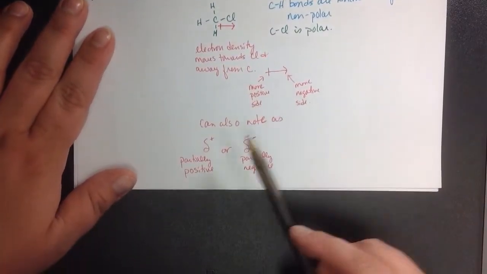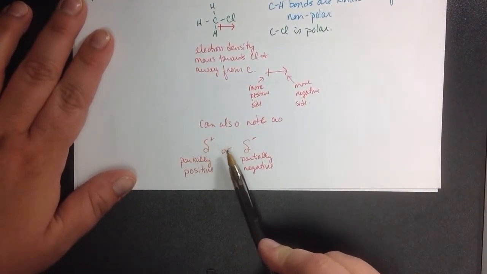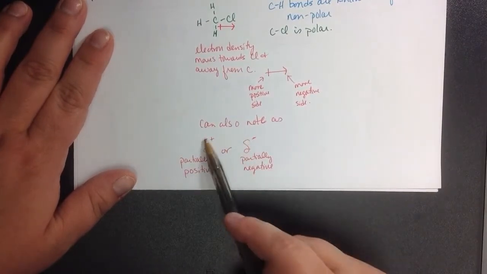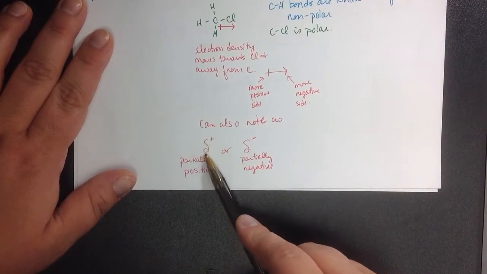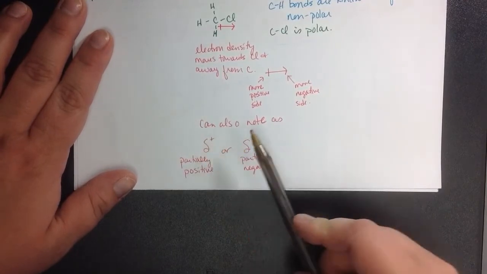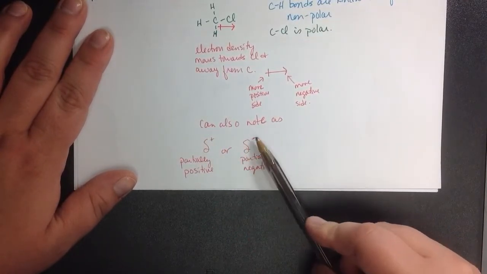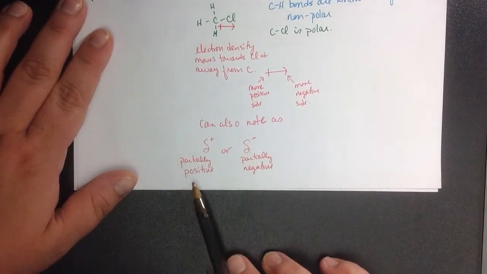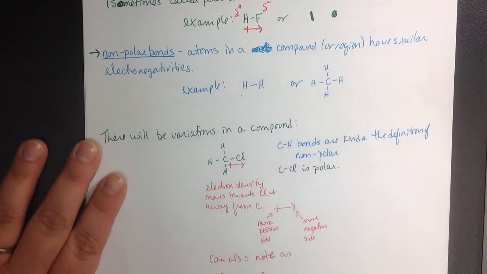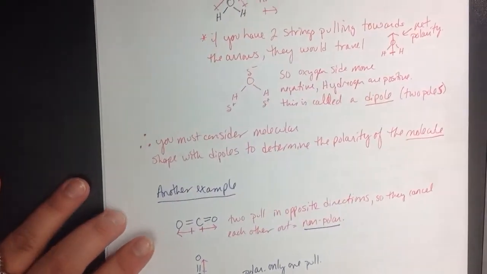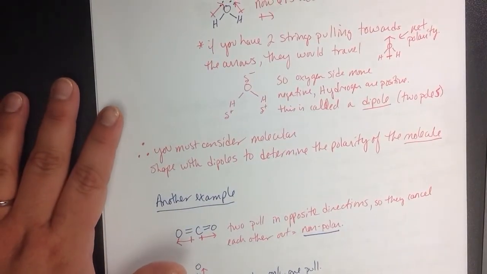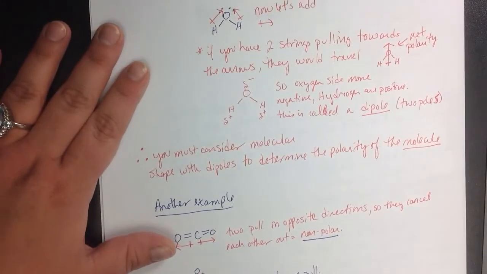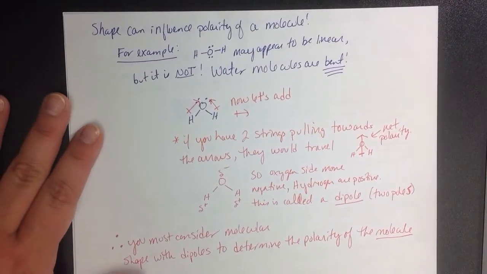Another way to denote that is these partial negative and partial positive signatures. So this looks like a funky little delta that has a plus charge to it, and this is a funky little delta that has a negative charge to it. So partially negative, partially positive. Okay, well, when you have things that are partially positive and partially negative, that's going to make a difference as to how things look in bulk.